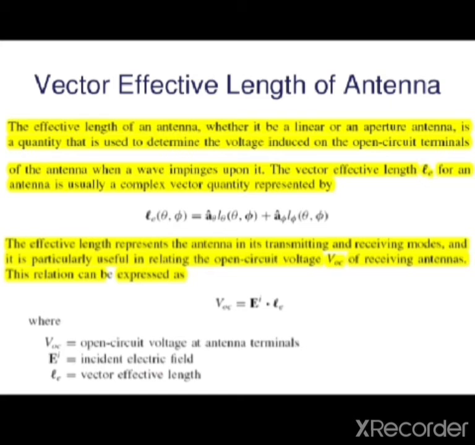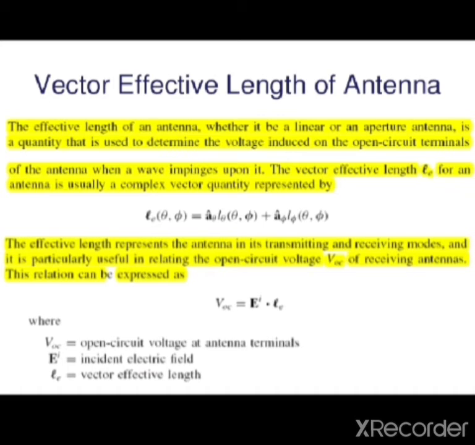Here you observe that at the terminals of the antenna, when a wave impinges upon it, the vector effective length Le for an antenna is usually a complex vector quantity represented by Le of theta comma phi. So as a complex quantity, both real and imaginary parts will be there with respect to theta and phi. Therefore we write it as theta vector L theta of theta comma phi plus phi vector L phi of theta comma phi.